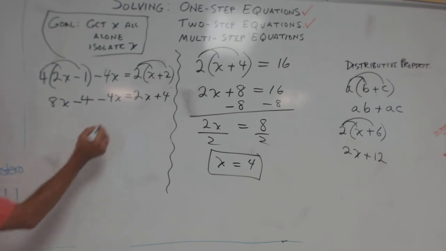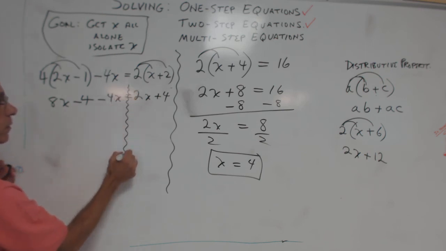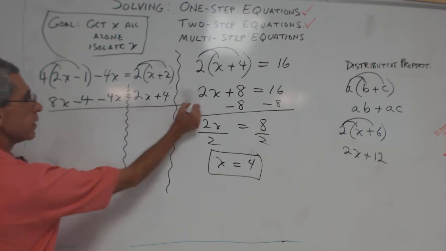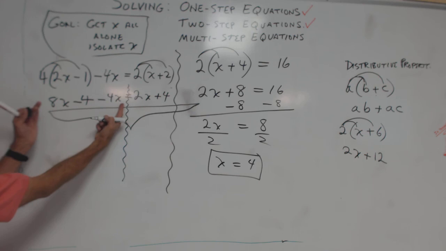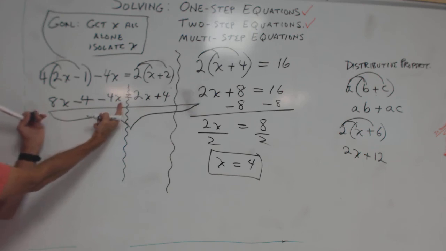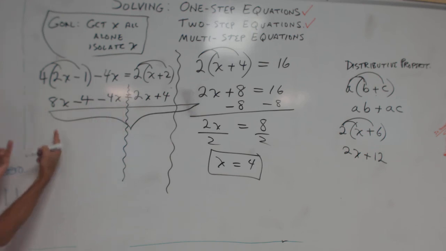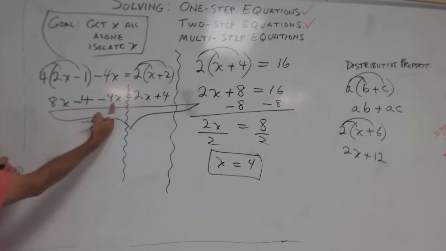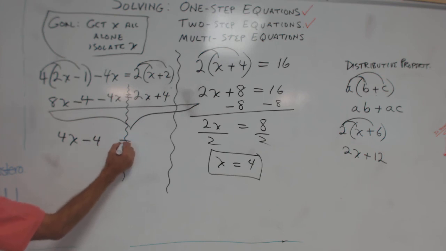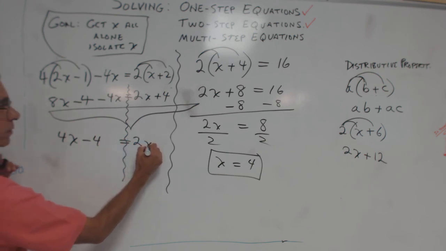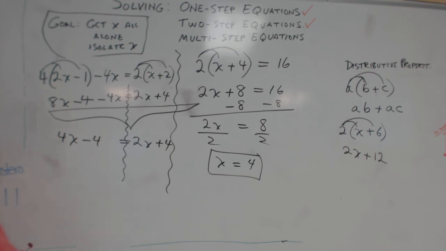All right, so here's my scale. That's my balance scale, right? So I want to see, are there any like terms that I can combine on this side? I have 8 x's, and I take 4 of them away, right? So immediately I have 4 x's. So I'm going to have 4x minus 4, and then I have my equal sign, and then I have 2x plus 4. Right? You with me?